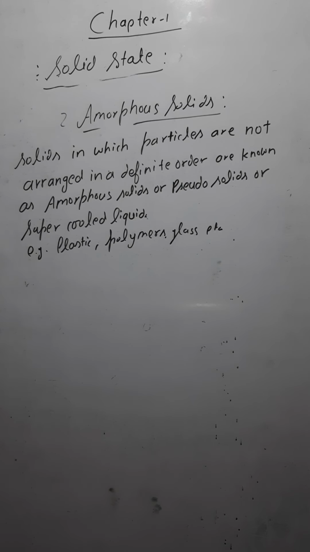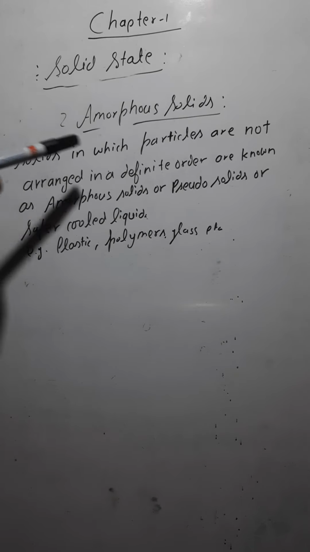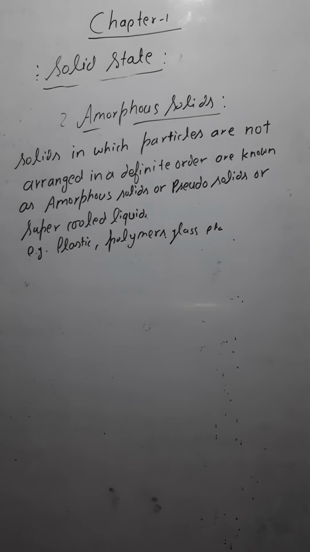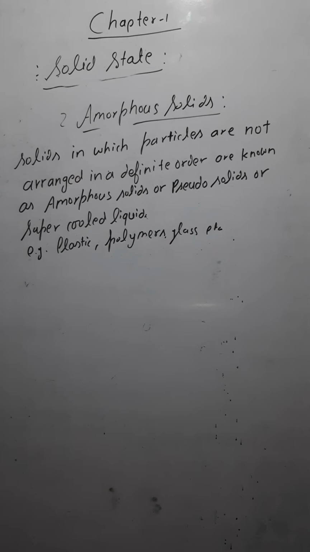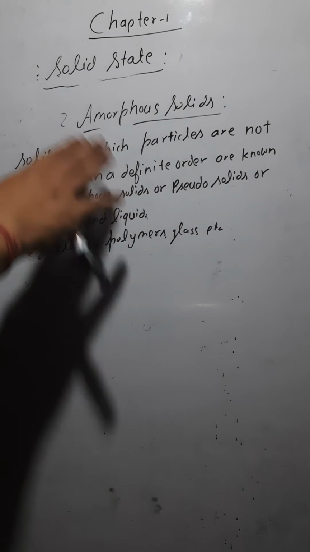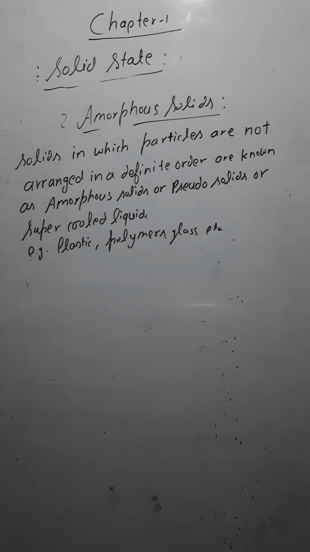Here we have the definition of amorphous solids: solids in which particles are not arranged in a definite order are known as amorphous solids, also known as pseudo solids, also known as supercooled liquids. We have examples such as plastics, polymers, glass, etc. These are all examples of amorphous solids.